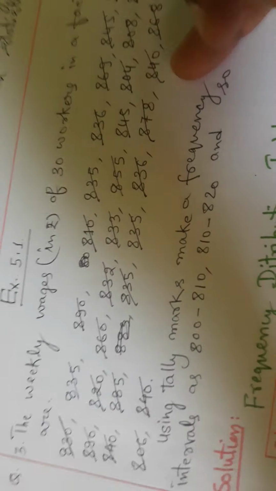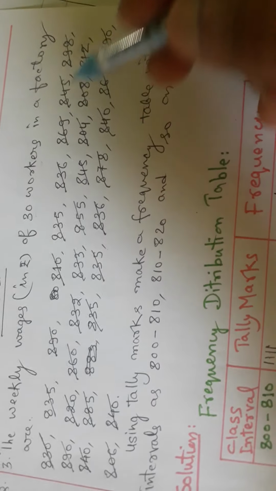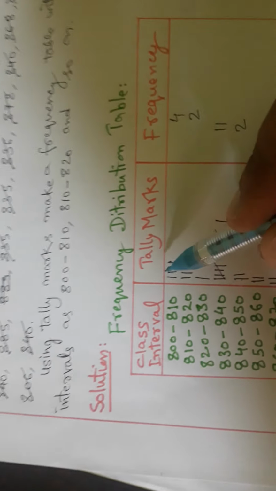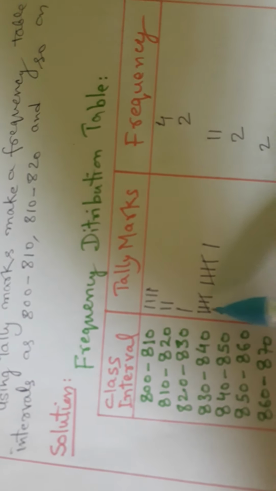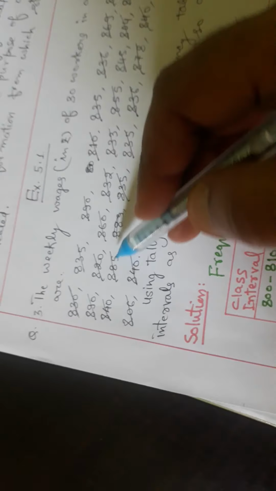So likewise, we go on giving tick marks and making the tally for all, until you come here, and you will get like this. You enter in the respective class interval, whichever these wedges are coming, and we draw like this. Okay, so 810, then 835 will come between this, so here. That way I have done. You can practice yourself.